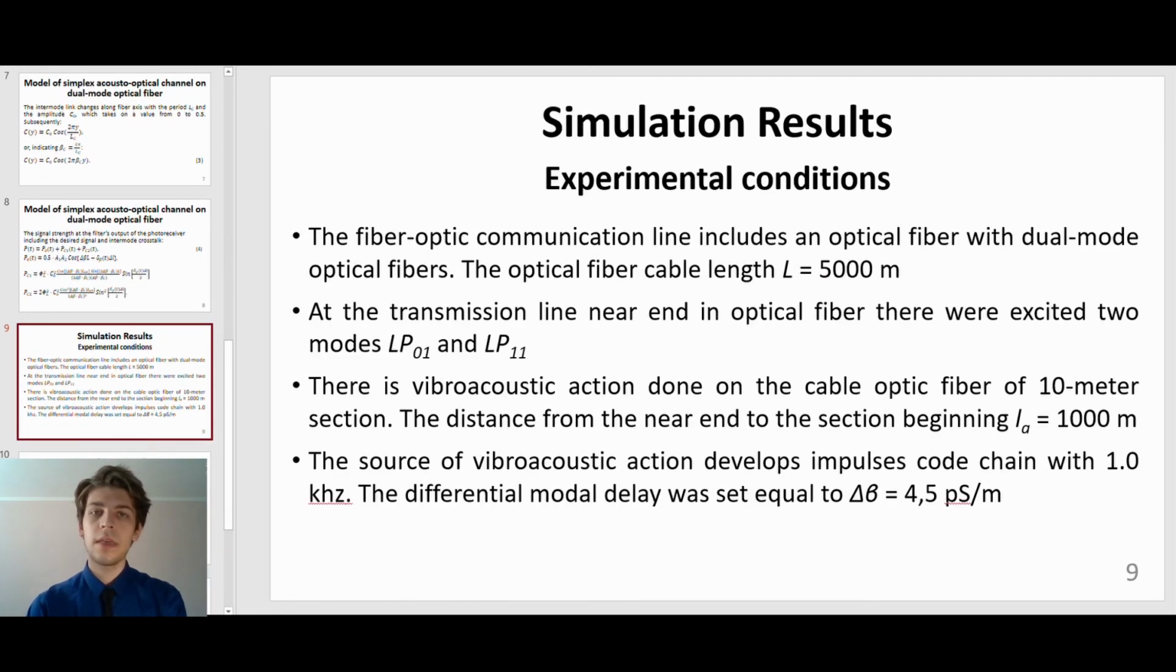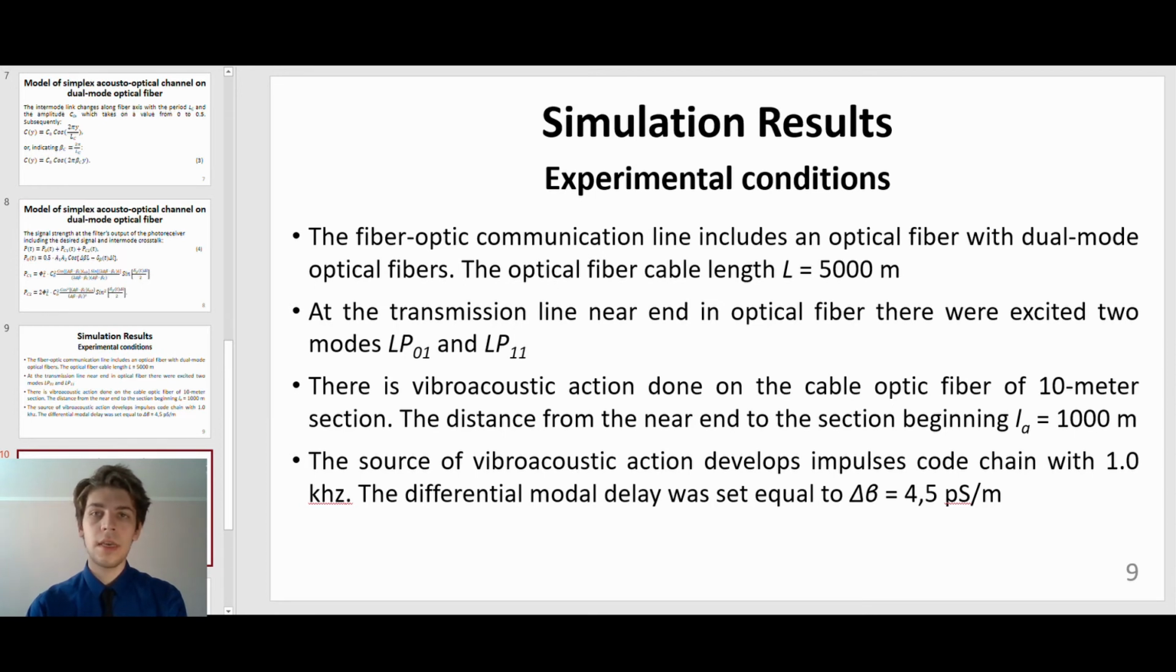As an example, we studied a fiber optic communication line including an optical fiber length with dual mode optical fibers. The optical fiber cable length is 5,000 meters. It was supposed that at the transmission line near end, two modes, LP01 and LP11, were excited in the optical fiber by a coherent optical emission source. At the far end of the fiber optic transmission line, both modes are transmitted to a square law detector, at the output of which, with the help of filters, the low frequency signal is selected and the constant component is rejected.